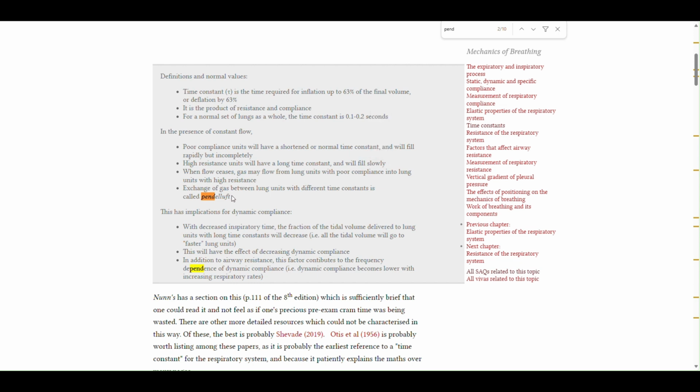And the other thing to understand is the thing called pendeluft. Pendeluft means there's an exchange of gas between lung units with different time constants. So if something has a quicker time constant, the gas basically flows along that. So gas may flow from lung units with poor compliance into lung units with high resistance, because the poor compliance unit can't stretch anymore. It needs to go somewhere where it will actually fill.